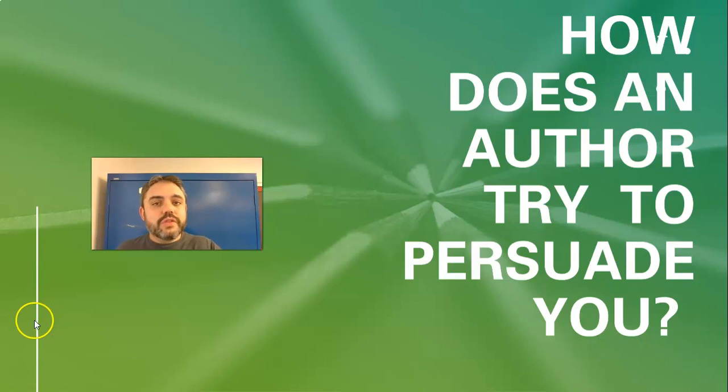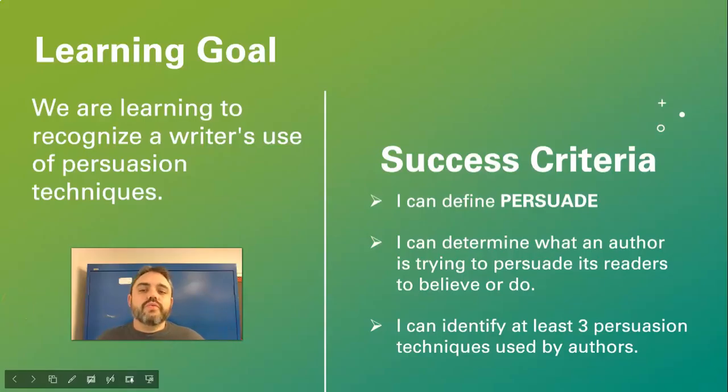something. So let's scoot on over to our learning goal and success criteria so we know when we're absolutely on target today. Today we are learning to recognize a writer's use of persuasion techniques. Okay. Success criteria today, right over here. I can define persuade. That's important to keep knowing what that is.